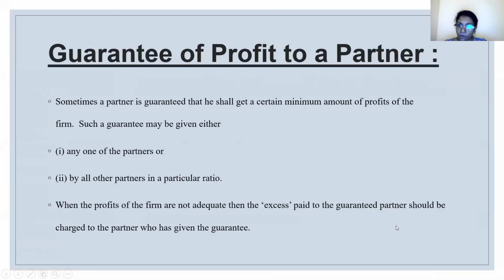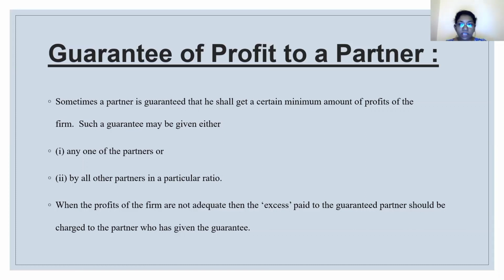A partner is guaranteed that he shall get a certain amount of profit out of the profit of the firm. Such a guarantee can be provided individually or altogether in a particular ratio. So the first point is any one of the partners, or the second point is by all of the other partners in a particular ratio.